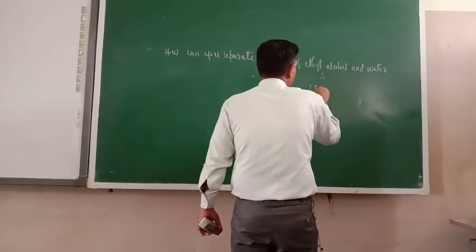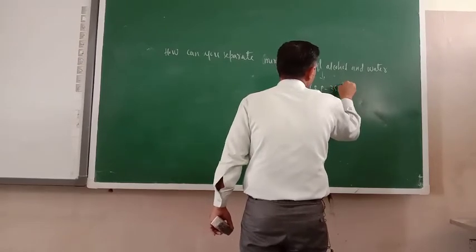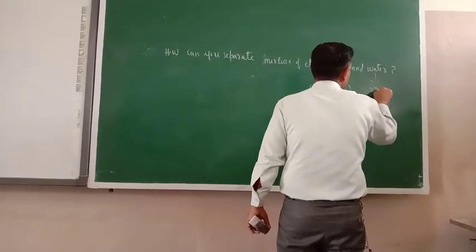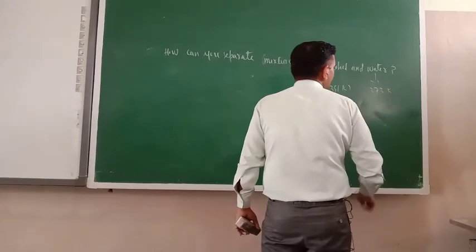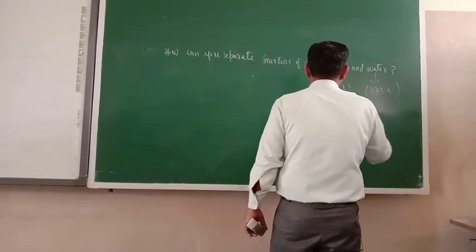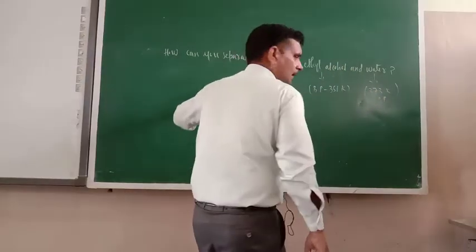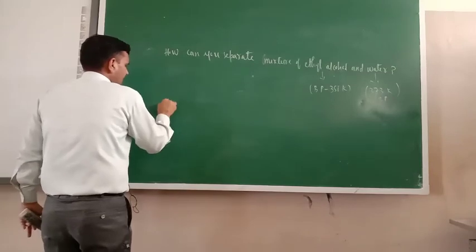Ethyl alcohol boiling point, you know what is this one? 351 Kelvin. And what is water here? Water is 373 Kelvin. So what is the difference? Just see, less than 25 Kelvin is there or not? This is the boiling point. So which method you will apply? Fractional distillation method.